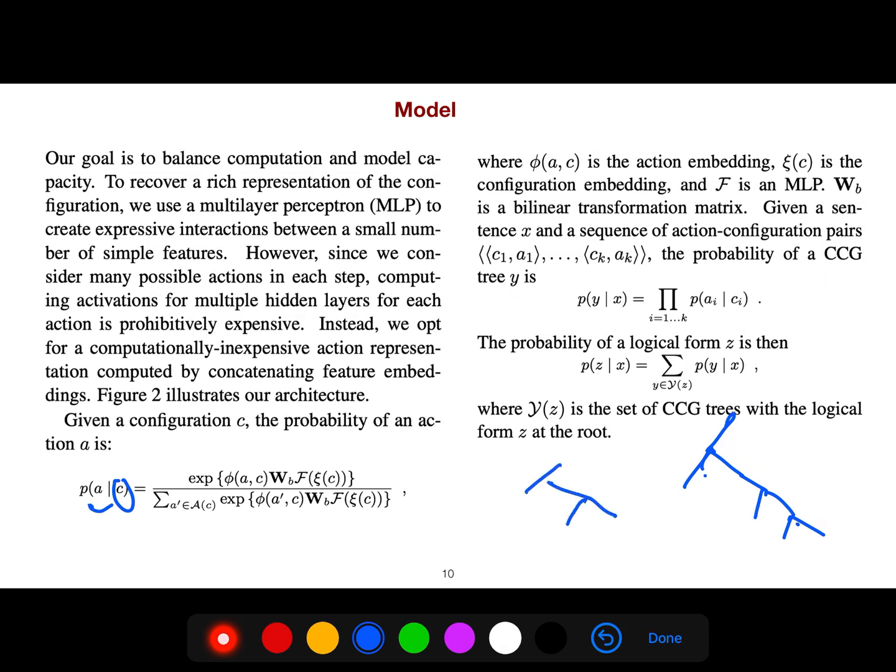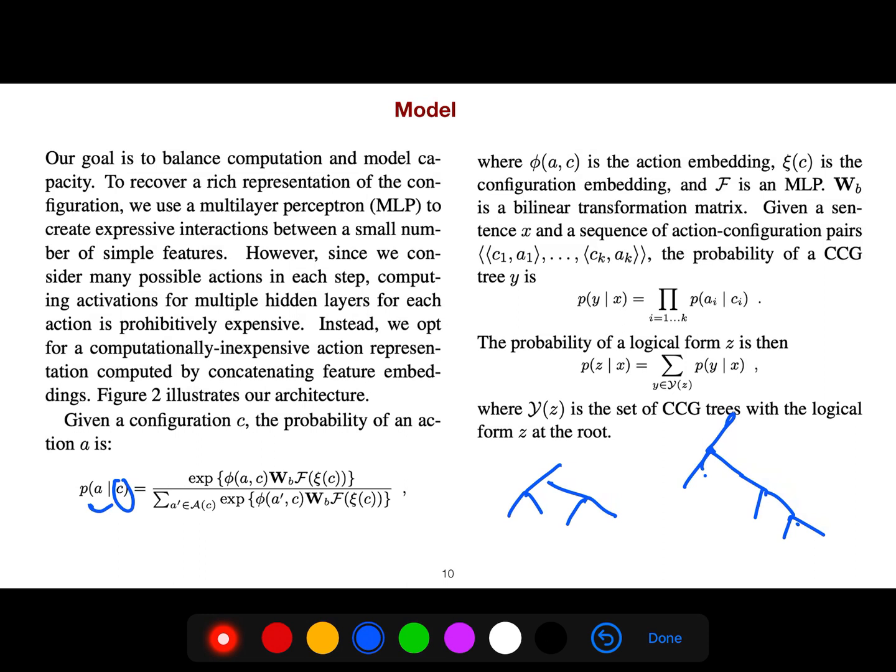Another tree could be like this. So there are many things that are generated. So what we need is the probability of action. What is the probability that this is, for example, unary, this binary, or just shift? Because these are independent, we assume they are independent actions for any context. So we multiply them for any configuration.